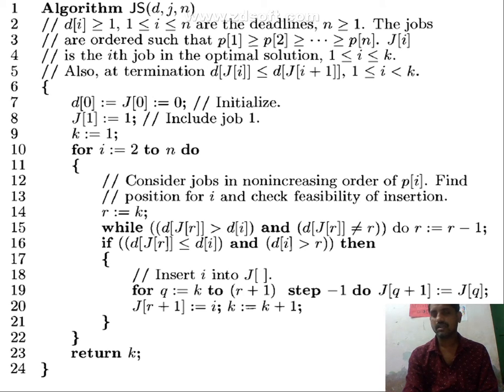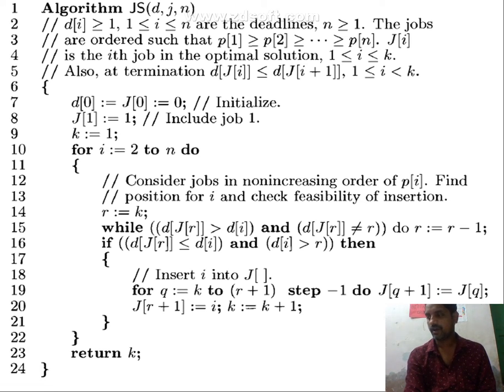Now the algorithm for job scheduling. The name of the algorithm is JS, and the inputs are D, J, N: deadline, job, and number of outputs. See here: D of 0 equals J of 0 equals 0, initialize, and J of 1 equals 1, that is, include job 1 if K equals 1. Then for I equal to 2 to N, the jobs are considered in non-increasing order of P of I, and find the position for I and check the feasible solution of insertion.